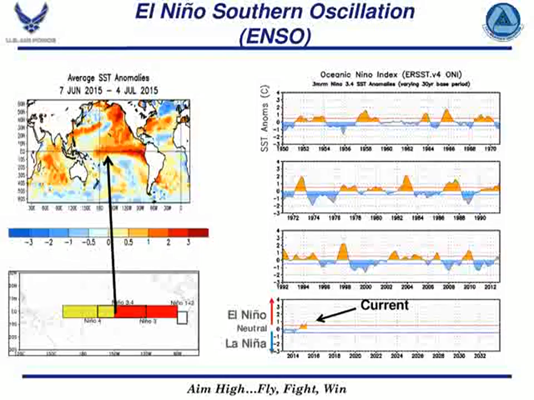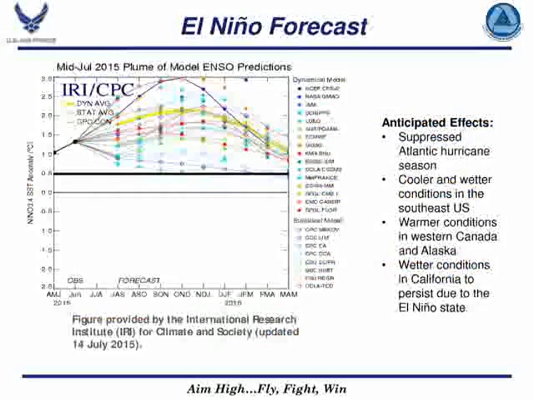There is greater than a 90% chance that the El Niño conditions will continue into the Northern Hemisphere autumn, and an 80% chance it will last through the 2015-2016 winter, according to the Climate Prediction Center, or CPC. Looking at the International Research Institute, or IRI, and CPC plume of the model ENSO predictions, we can see that the majority of the models are predicting that the sea surface temperatures in the Pacific continue to be at least 0.5 degrees Celsius higher than normal into the beginning of 2016.